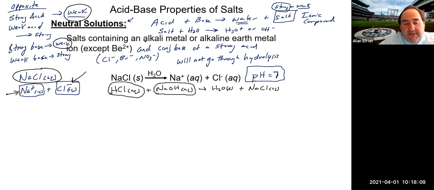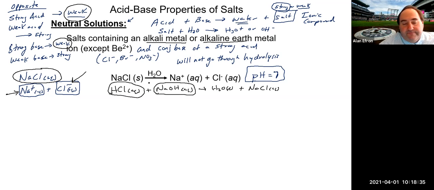So that's why it says salts containing alkali metals and alkaline earth metals are going to be neutral. If you remember our conversation last time, a lot of the strong acids are found in group 1, and a lot of the strong bases are found in group 1 and group 2 of the periodic table, things like sodium hydroxide, potassium hydroxide, calcium hydroxide, strontium hydroxide, and so forth.